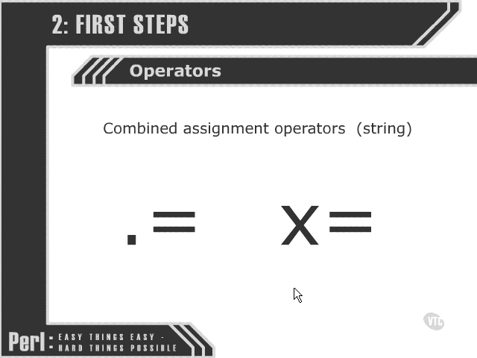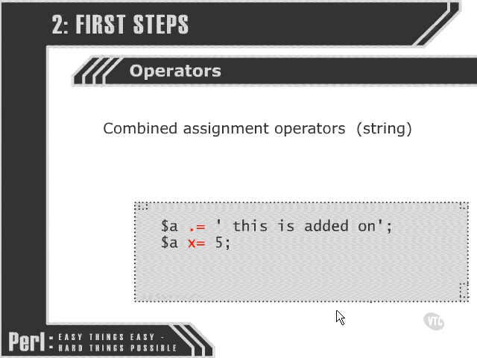And now we move on and take a look at another set of combined assignment operators. And these are the string ones. So here is the combined concatenation assignment operator, and the repetition equivalent as well. We take a look at some examples of the use of those.